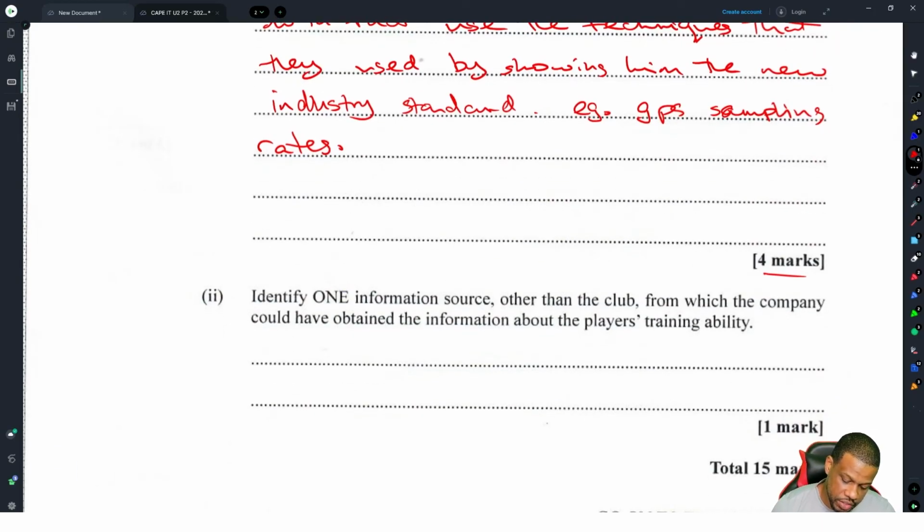Identify one information source other than the club from which the company could have obtained the information about the player's training ability. They could have gotten it from the newspaper, because the newspaper will report information about the sports clubs.